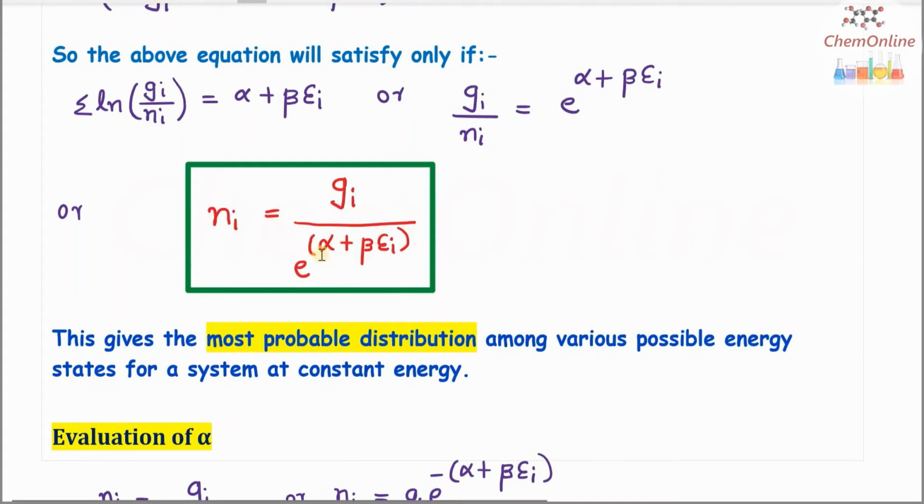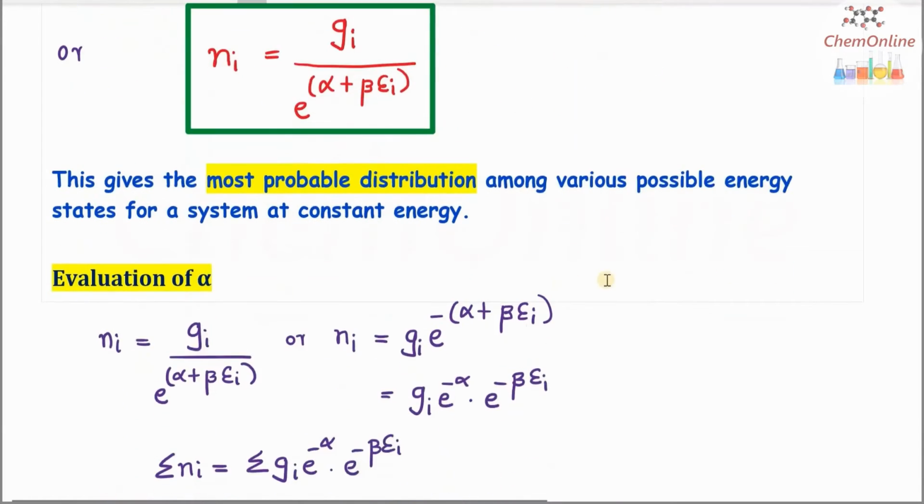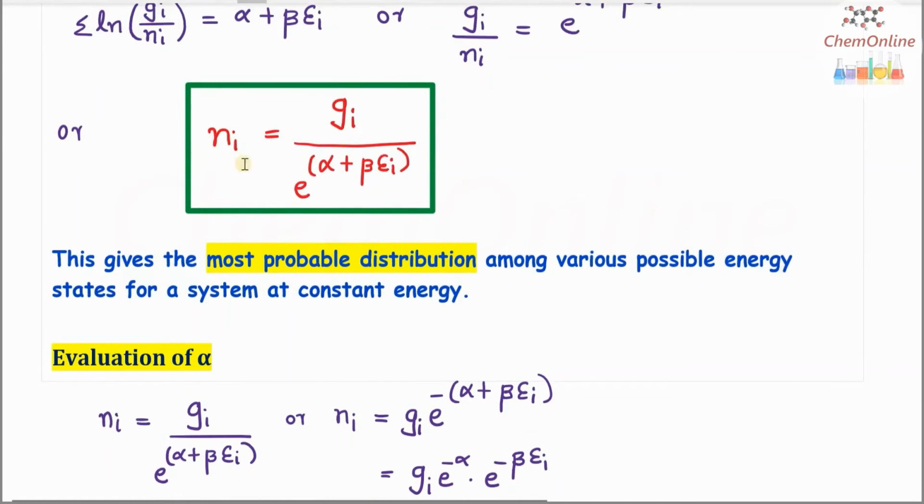Now you have two constants, alpha and beta. So we have to find out the values of alpha and beta, and that will complete the Maxwell-Boltzmann distribution law. Now what is ni? Ni is the number of particles in each energy level. Gi is the degeneracy. Epsilon I is the energy of the ith level.